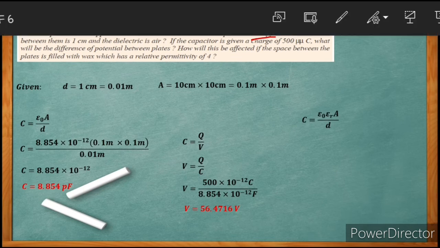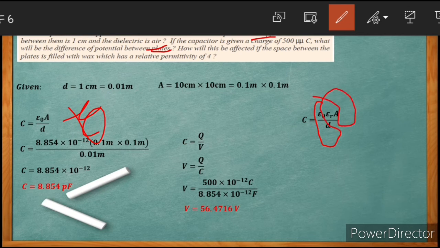So in this question, the relative permittivity is given in air, so that means that it is 1. So that's why we didn't include the relative permittivity in this problem, because it is 1. For this, we already have the value of absolute permittivity over distance times the area. So we will just substitute our answer to that formula, which is 8.854 picofarad.